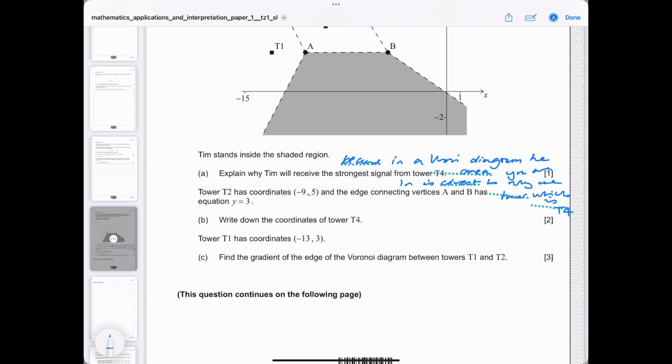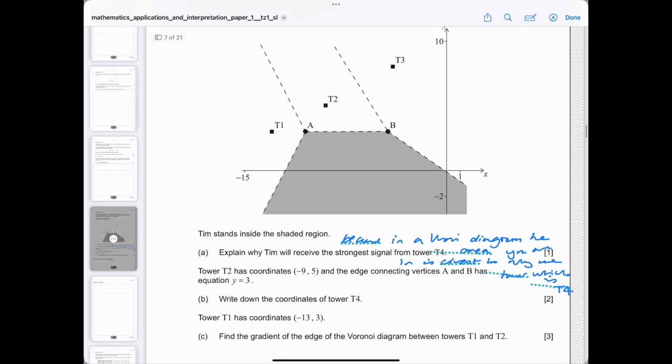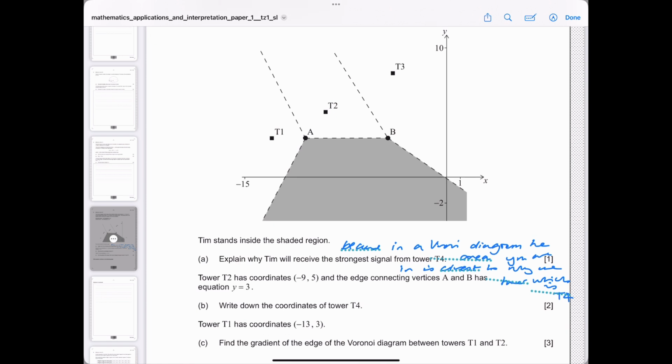Tower T2 has the coordinates -9, 5. And the edge connecting the vertices A and B has the equation y equals 3. Okay, write down the coordinates of tower 4.